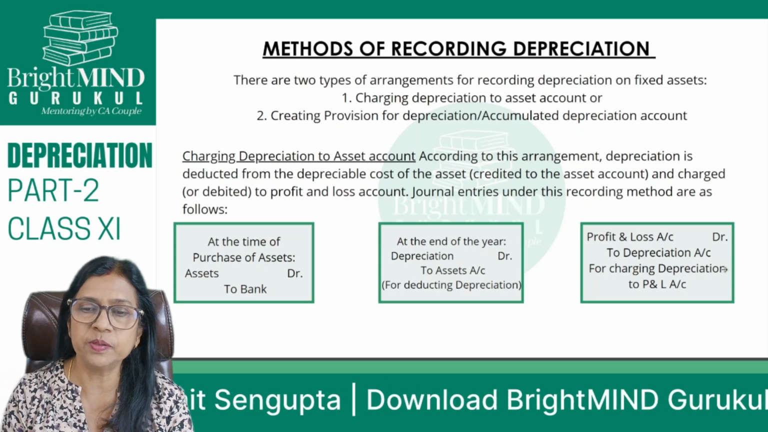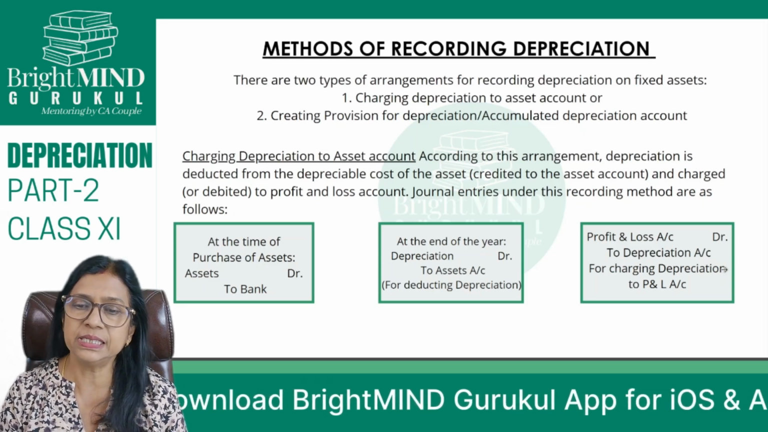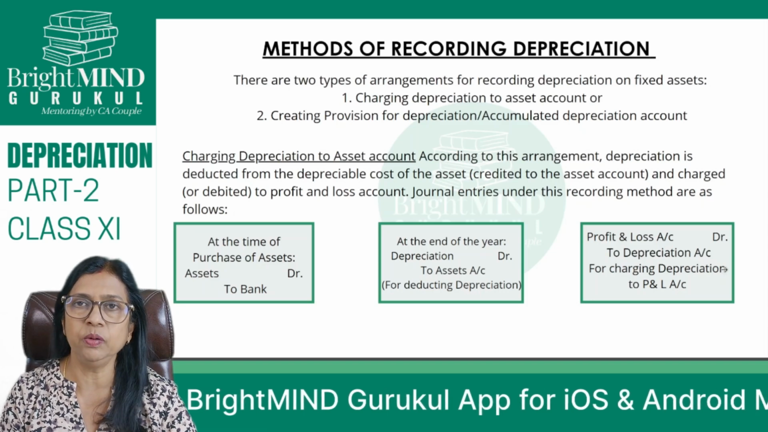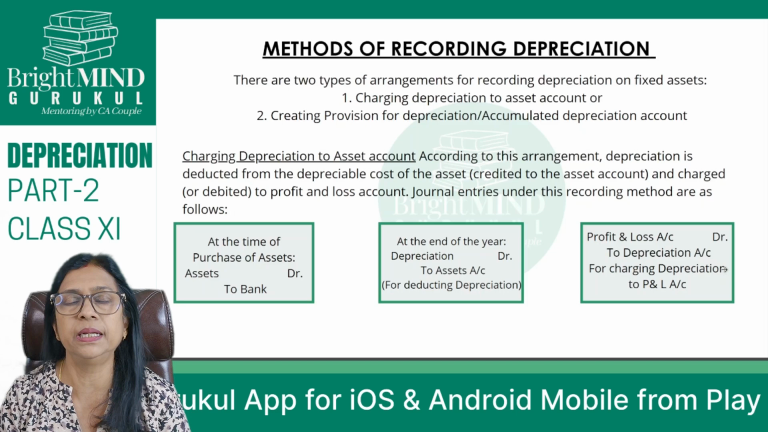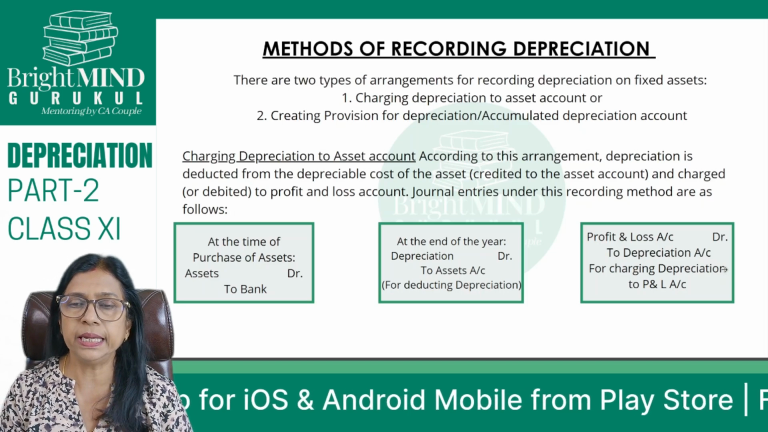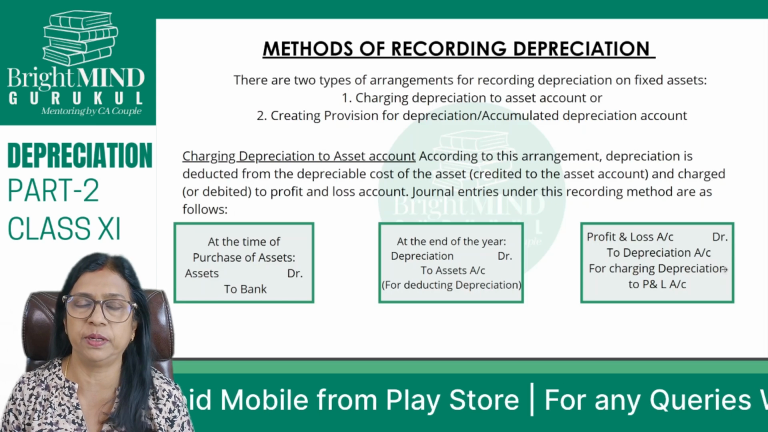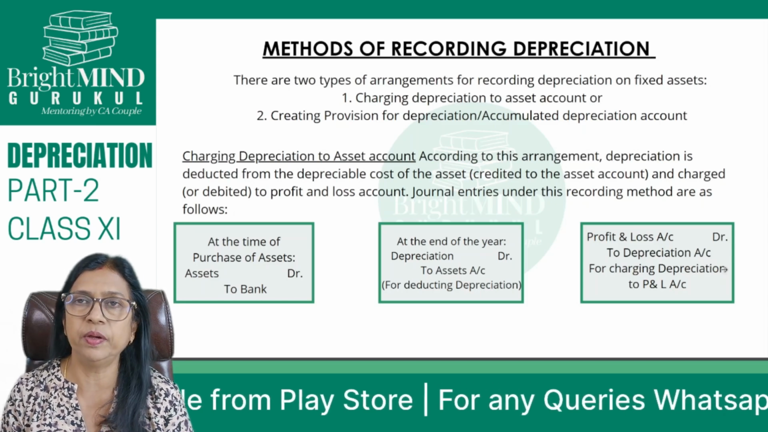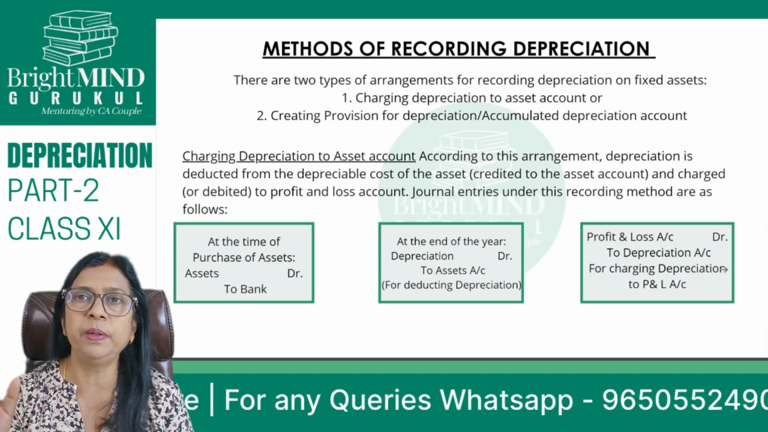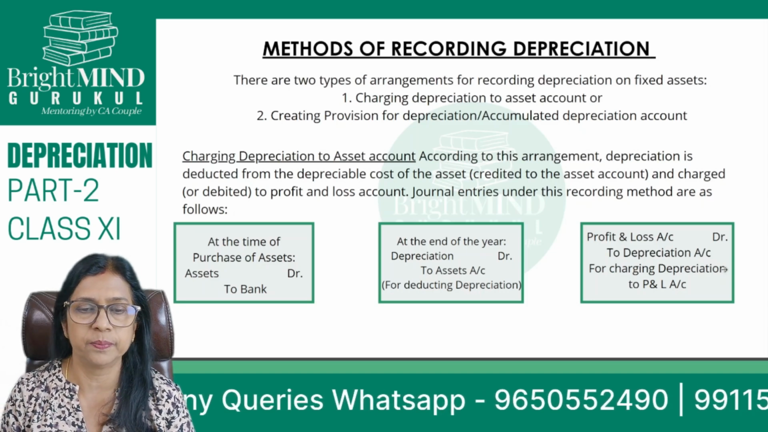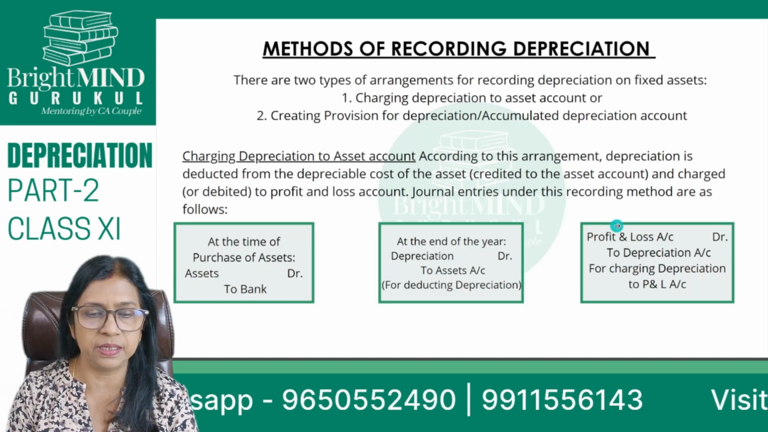So let us start with the method of recording depreciation. There are two types of arrangements for recording the depreciation on fixed asset. First is charging the depreciation to the asset account, and the second is creating a provision for depreciation or an accumulated depreciation account. In case of charging depreciation to the asset account, the value of the asset keeps on reducing every year. And in the second method, where we create an accumulated depreciation account, the asset will be at the original cost throughout. So let us understand with the help of the journal entries.